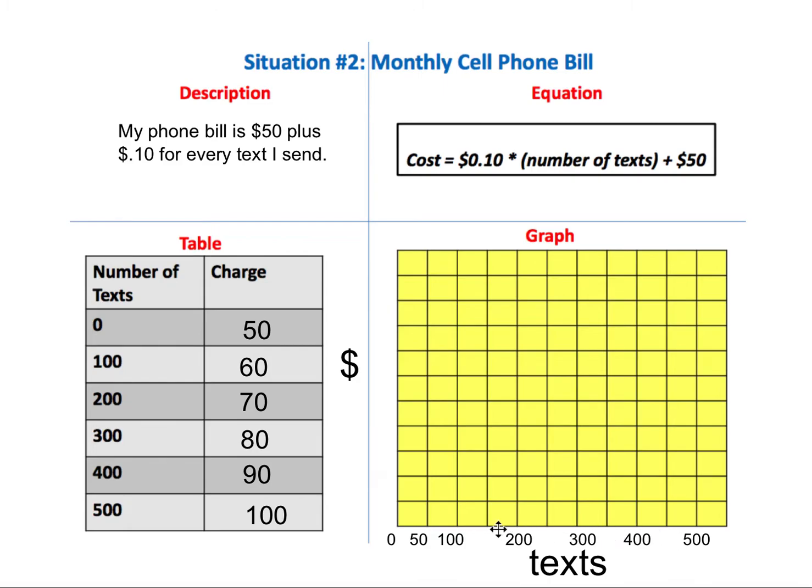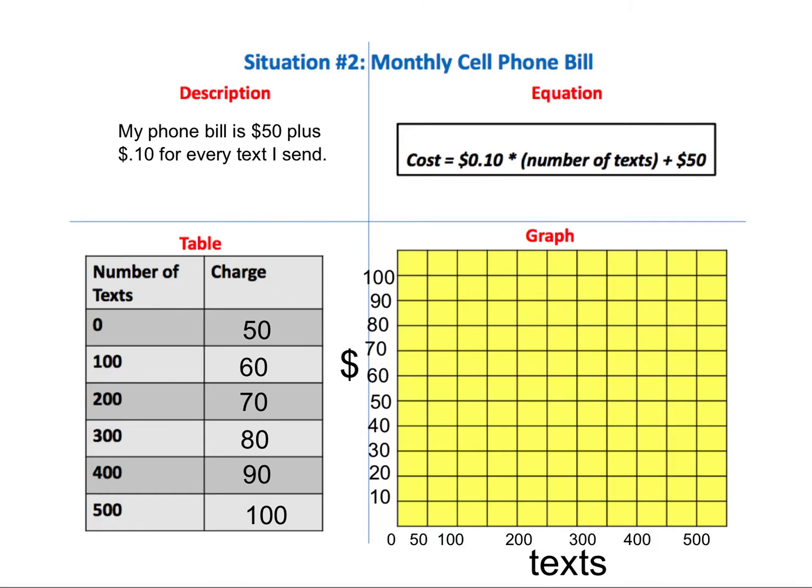And I don't have to label every one. I can just tell I'm going by 50s. The side looks like it might be easier to go by 10. So let's check it. 10, 20, 30, 40, 50, 60, 70, 80, 90, 100. So it will fit. So we can mark those.